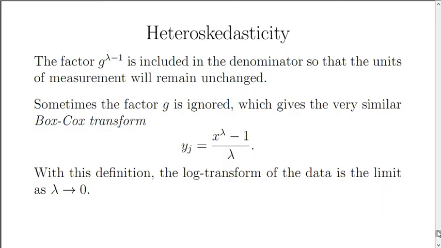So sometimes that g factor is ignored, and that gives us a very similar transform, which is called the Box-Cox transform. Just raise it to some exponent, lambda, subtract 1, and divide by the exponent. When we use this definition, the log transform of the data is what we get from taking the limit of the Box-Cox transform as the exponent lambda approaches 0.